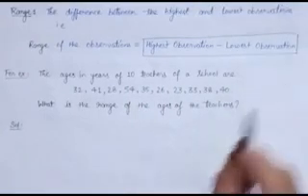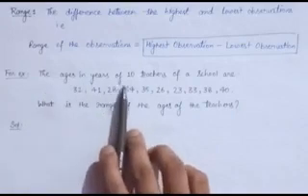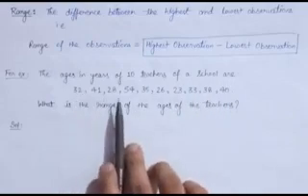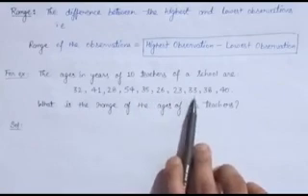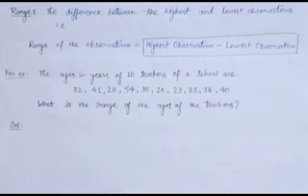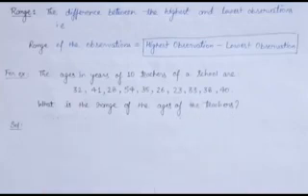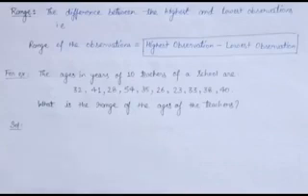Let us see an example. Here we have given the ages in years of 10 teachers of a school: 32, 41, 28, 54, 35, 26, 23, 33, 38 and 40. Then we have to find the range of the ages of the teachers. It means from this given data, we have to find the range of the ages of the teachers.